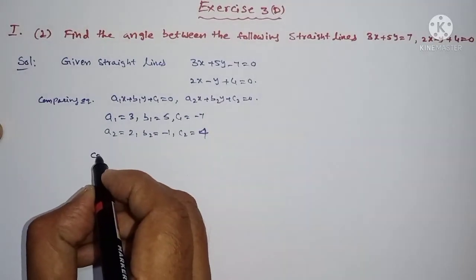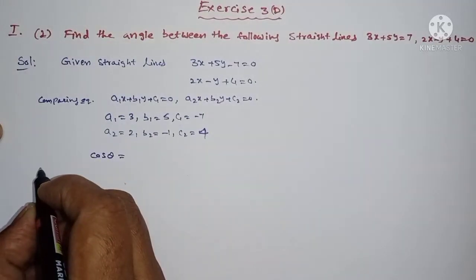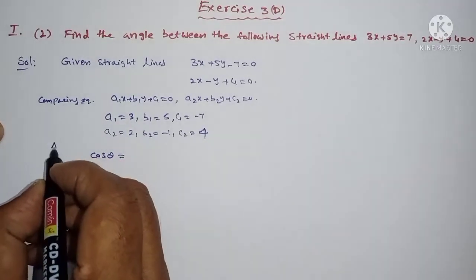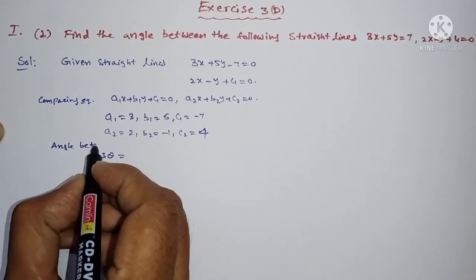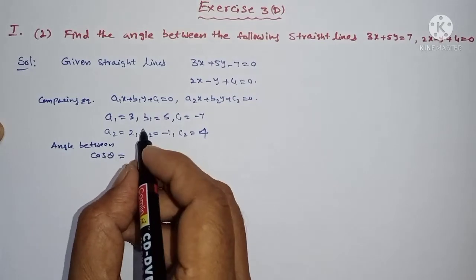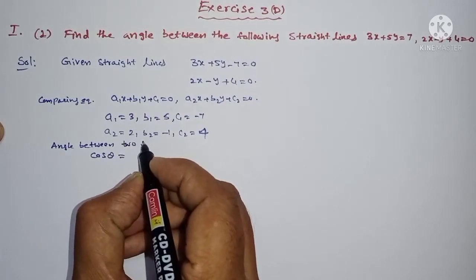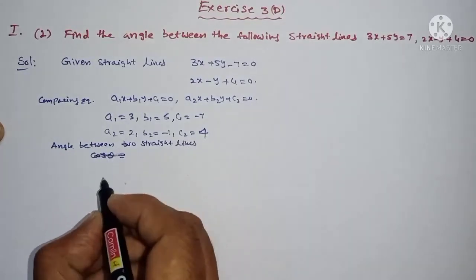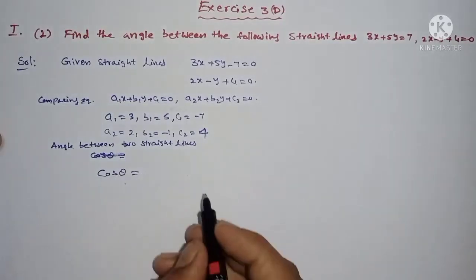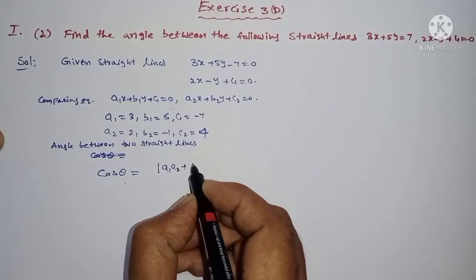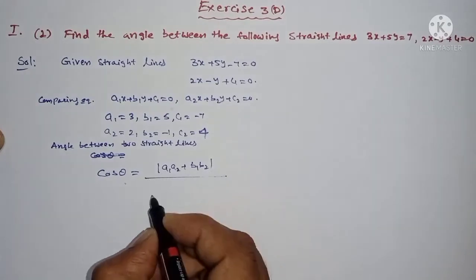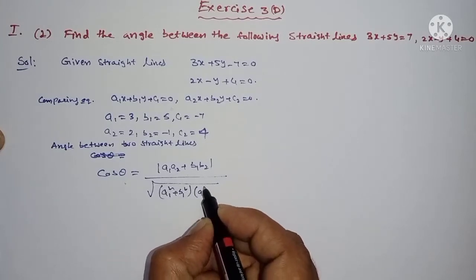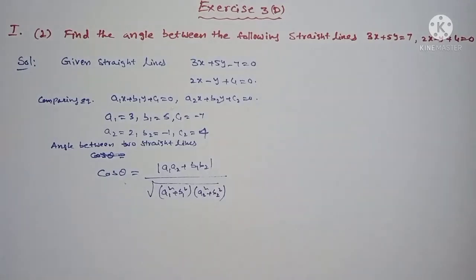What is the formula? Cos theta is equal to, where theta is the angle between two straight lines, cos theta is equal to mod of a1 a2 plus b1 b2 divided by under root of a1 square plus b1 square into a2 square plus b2 square.